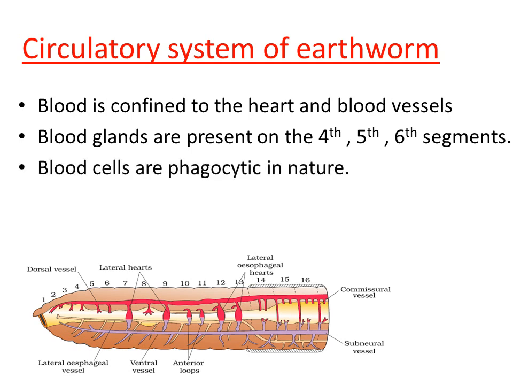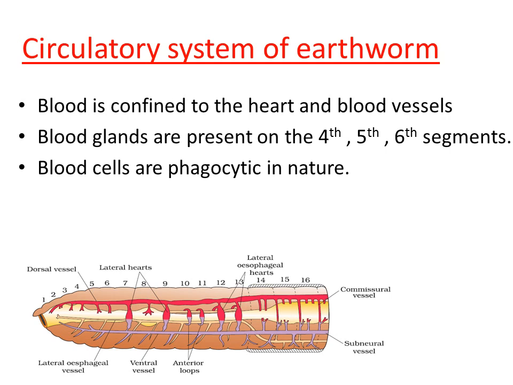So one of the things secreted by the blood gland is blood cells. Understood? Blood cells are phagocytic in nature. That means they eat the foreign agents. That means the pathogens are destroyed by the blood cells. So it is giving a kind of protection to the earthworm, right?